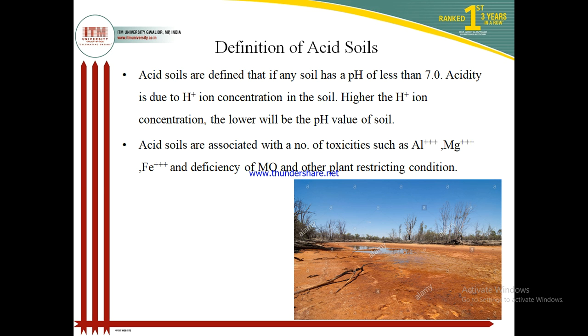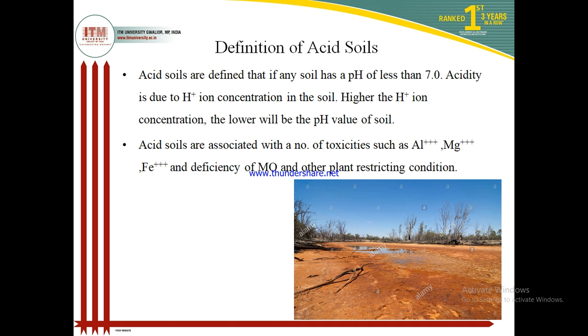Now let us define the acid soil. What is acid soil? Acid soil is defined as any soil that has a pH of less than 7, where the activity of hydrogen ion concentration in the soil is disturbed, and the higher the H ion concentration, the lower will be the pH value of the soil.